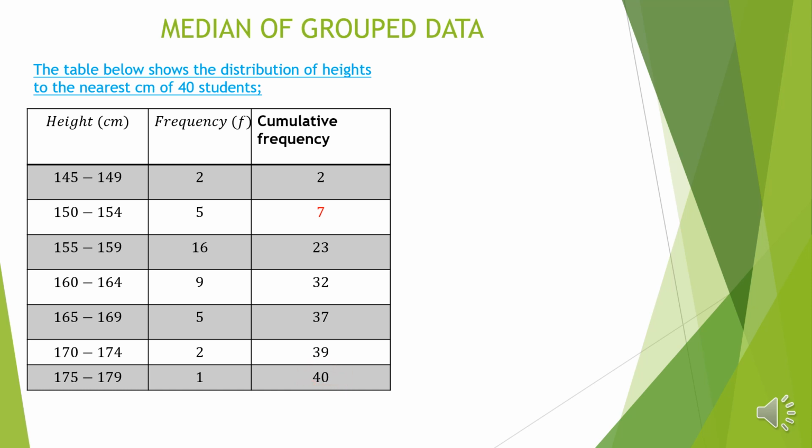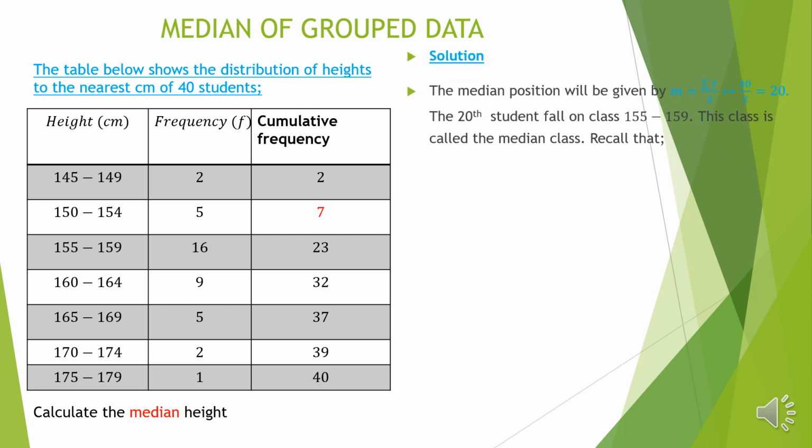Now, the task here is to calculate the median height. To calculate this median height, first of all, we have to find what we call the median position. The median position is the total frequency divided by 2. In this case, it's 40 divided by 2, which is 20.